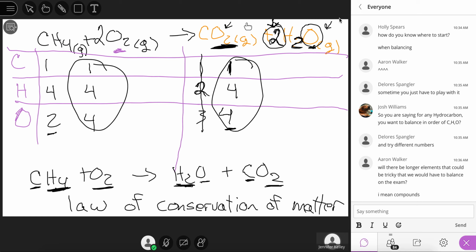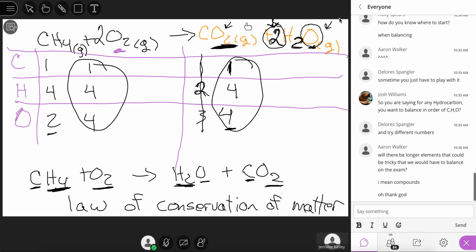Well, there could be longer equations that could be tricky that we would have to balance on the exam. Well, maybe longer than this, because this is our introductory one. But I'm not going to do something like C16H12 or NaXeY or something like that. So they'll be pretty similar to the examples I've given and to the ones that you'll see on your homework as well.